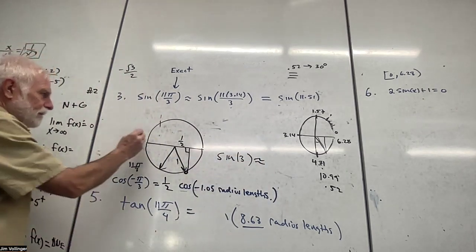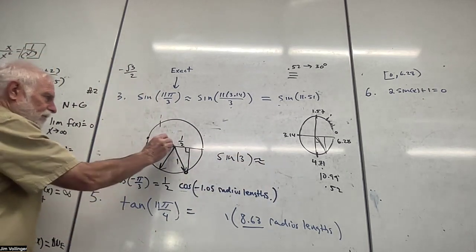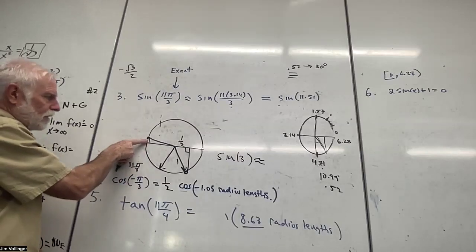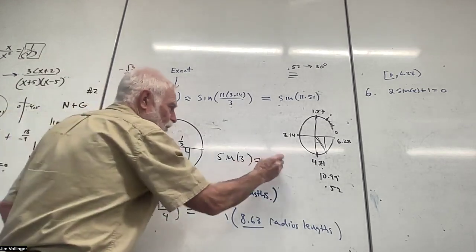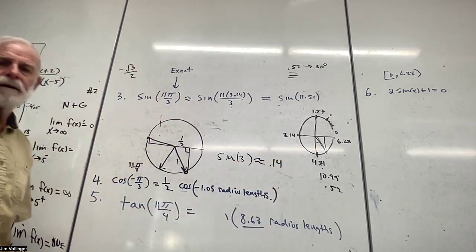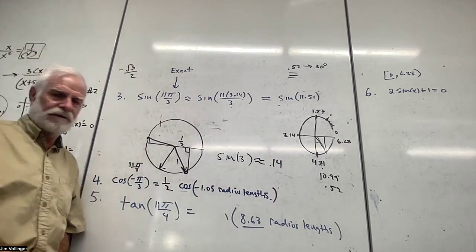Where's 3? There it is. Draw the triangle. What do you notice? The height and the arc length are almost identical. And that's why we can say 0.14 without a calculator, to get a feel for the calculation.